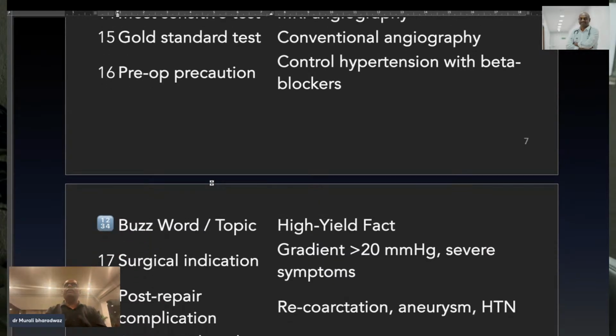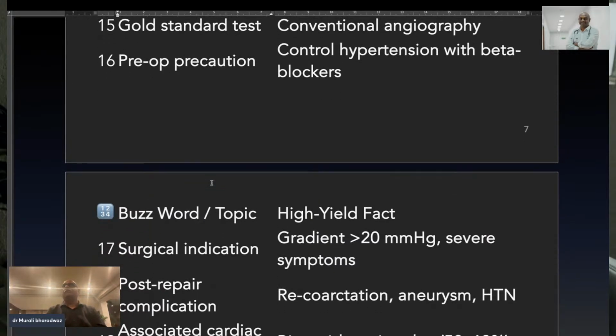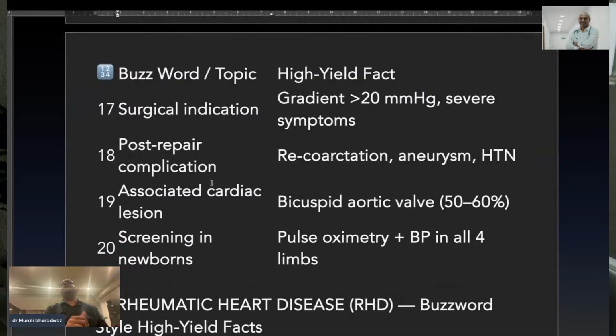Other than that, preoperatively, before you repair that narrowing, you need to control hypertension with beta blockers. So what is the surgical indication? Any gradient across that narrowing of more than 20 millimeters of mercury means it is a severe coarctation. And after repair, there can be an aneurysm, hypertension, re-coarctation, anything is possible.